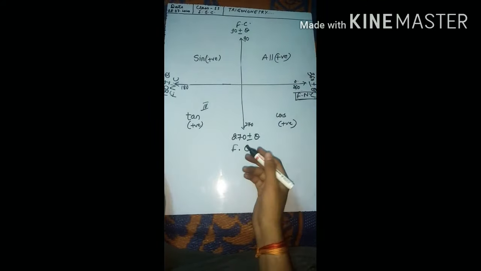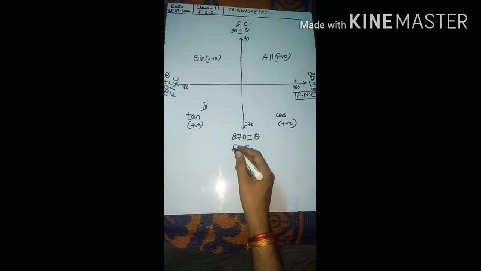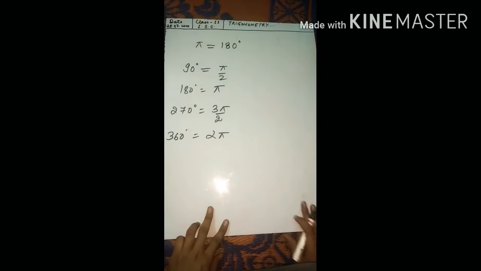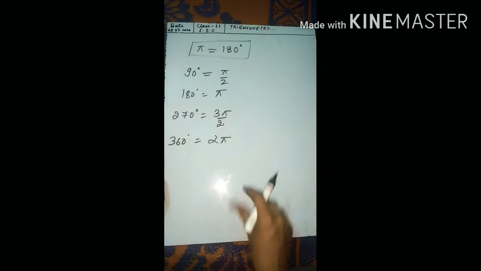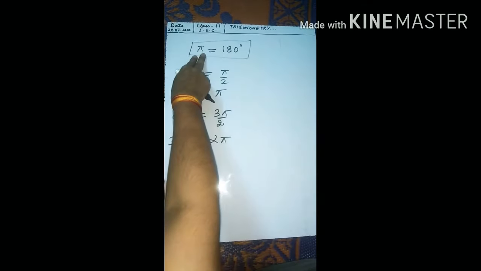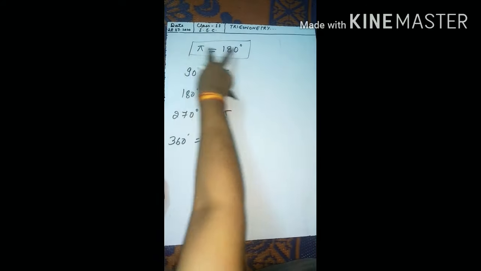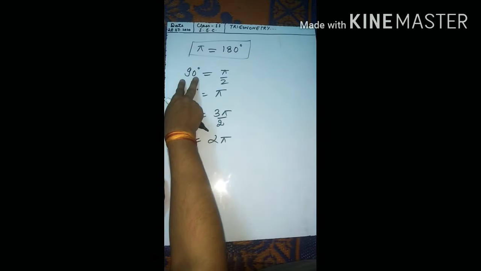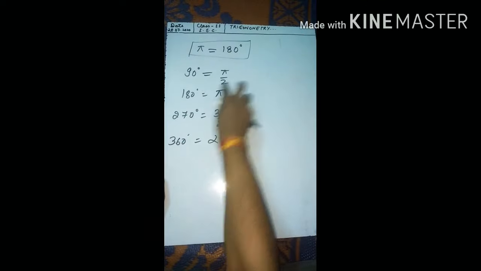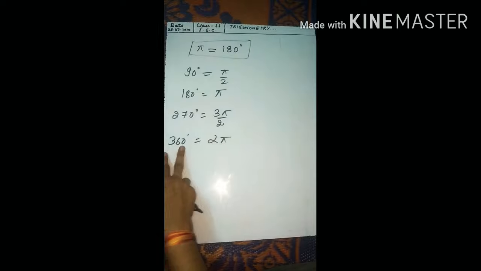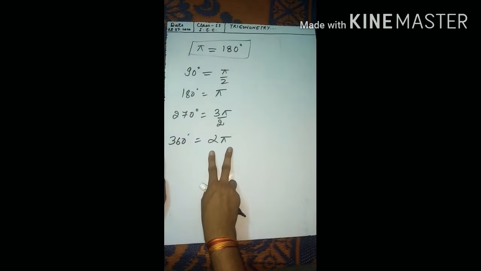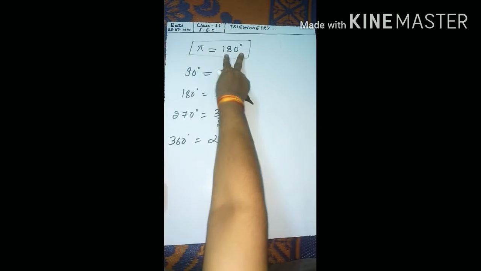So I'm writing some questions, you do those questions. But before that, in the book you will see the questions in terms of pi. So first you understand what pi is. Pi is a way of expressing that 180 degree is equal to pi radian. So pi is equal to 180 degree. How can we express 90 degree? Pi by 2. 180 is already pi, 270 we can express as 3 pi by 2, and 360 degree we express as 2 pi.